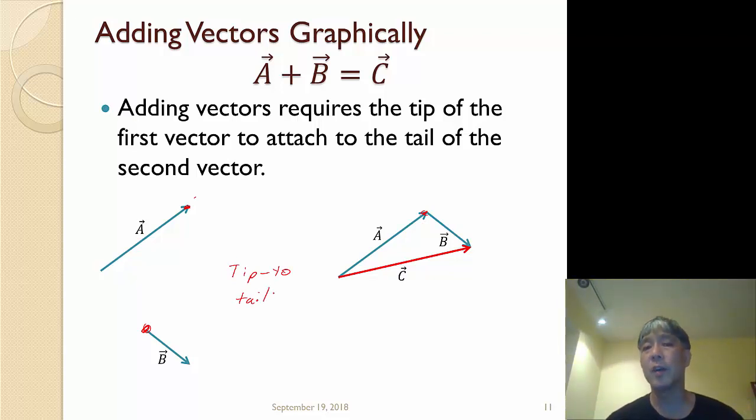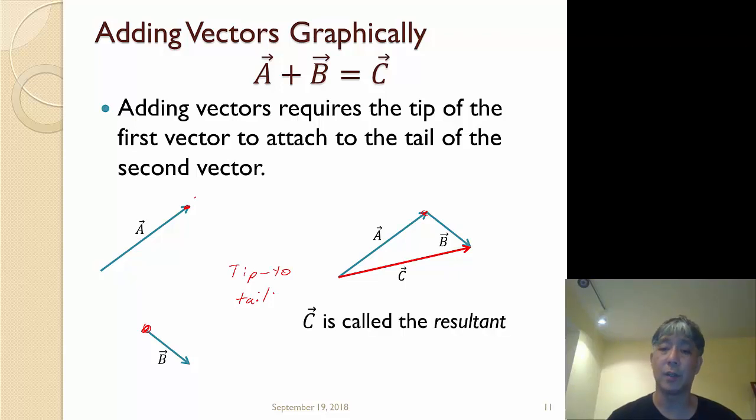The result of that, the C vector, starts from the beginning of A to the end of B, and this is called the resultant. C is called the resultant, and remember, it starts from wherever I started to wherever I end. If I think of these vectors as instructions, go 2 blocks north, turn right, then go 1 block west, then the resultant is from where you started to where you ended. I start the second set of instructions where the first set of directions ended.